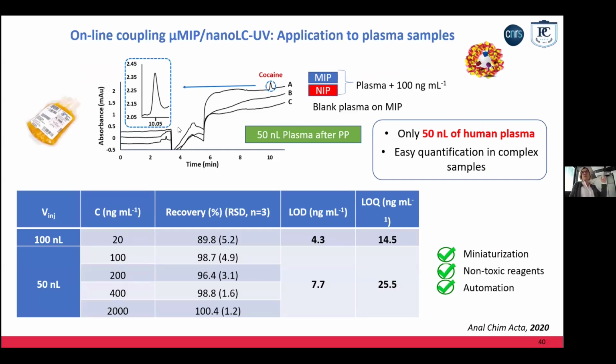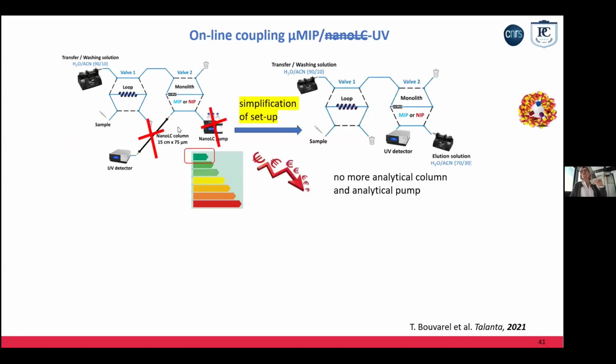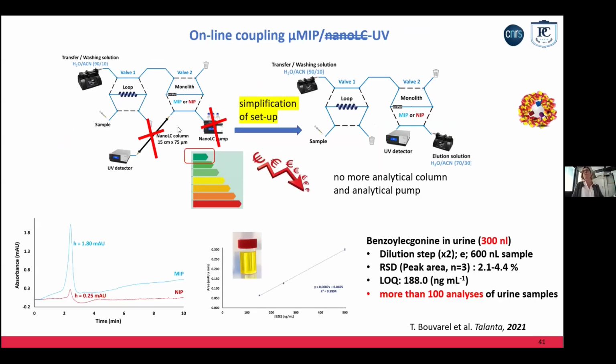If you look at this chromatogram, I am a chromatographist. I like columns, but they are very expensive. And if you want to use a column, you have to use a pump that is also very expensive. So the idea: when I have only one compound in my chromatogram, do I really need a separation method? No, because I have only one. So when using such very small specific volumes, you can directly connect and remove the nanoLC, remove the pumping system, and connect your monolith directly to the UV detector and obtain very easily a very selective method.